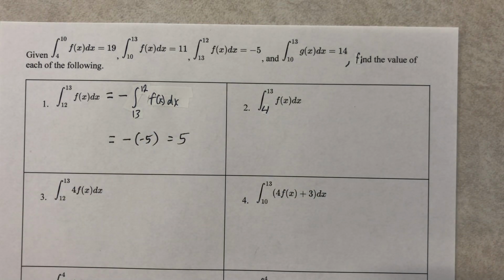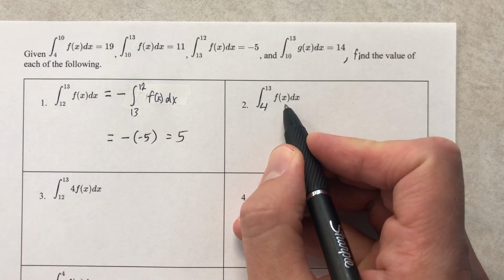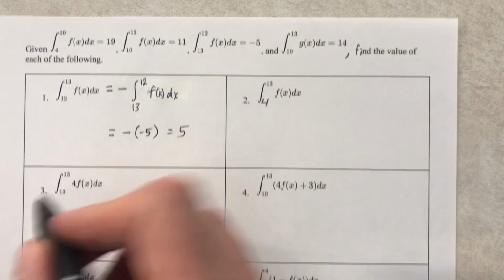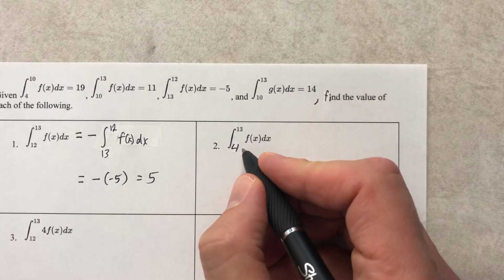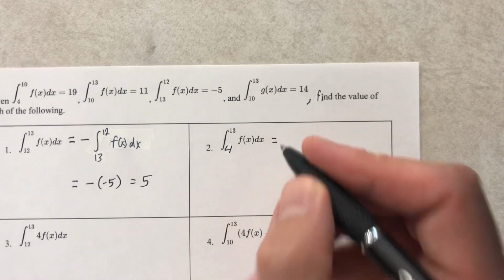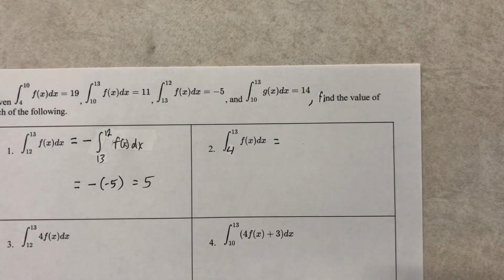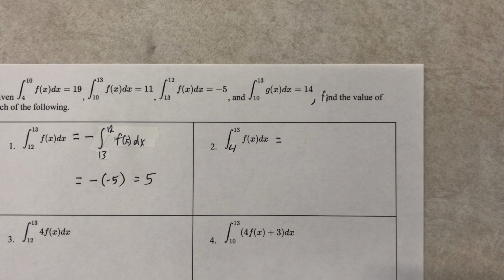Okay? Next one. The area from 4 to 13 of f. Notice what letters we're dealing with. These are f's, and we got a lot of f's. We'll get to a g down here in a minute. But the area from 4 to 13 for f is, well, you can look at it graphically and tell that we're going to add the 19 and the 11. I kind of predicted that would happen because I forgot what questions I typed. And so, yes, it's 30.